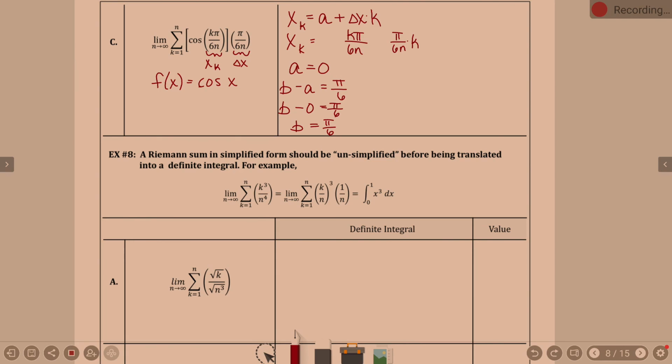And I think we're ready to write it, aren't we? The integral from 0 to pi over 6 cosine x dx. If you put it into your calculator, you got 1/2. Assuming you were in radian mode.